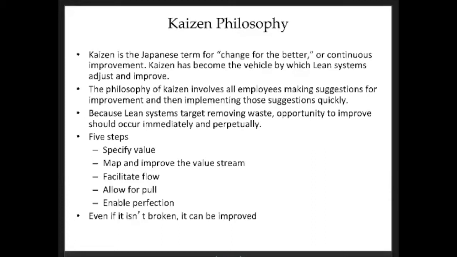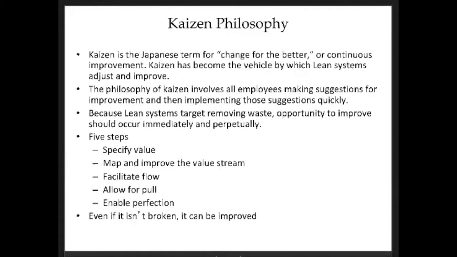That activity of process improvement and process redesign, in a practical sense, is done through these Kaizen blitz or Kaizen events, where cross-functional team members come together, and there are a few steps that they go through. First, they specify what is value, how it is defined within that process. You map and improve the value stream. So for a given set of activities, what are the different flows happening, and how can we improve that flow? You facilitate that flow, allow for a pull-based system.